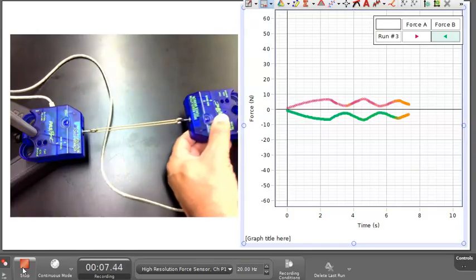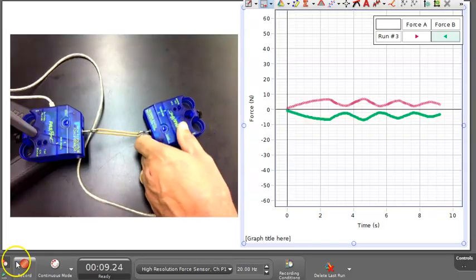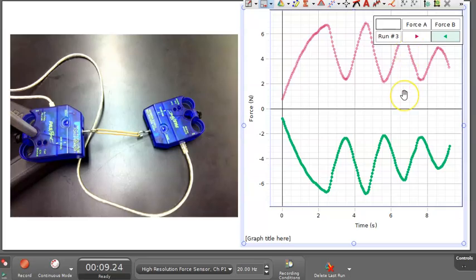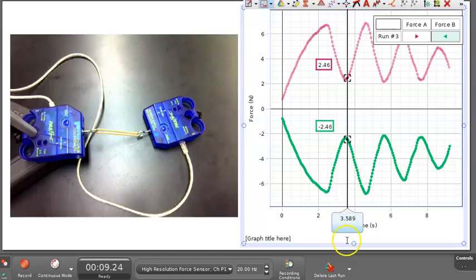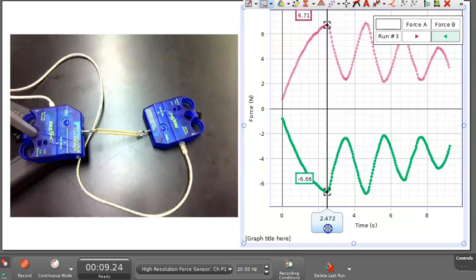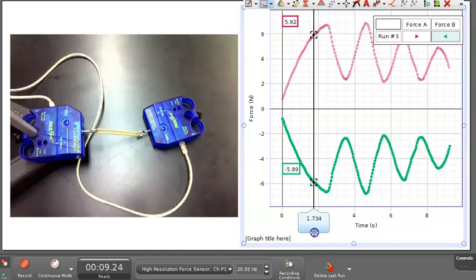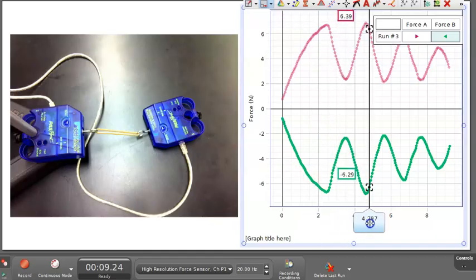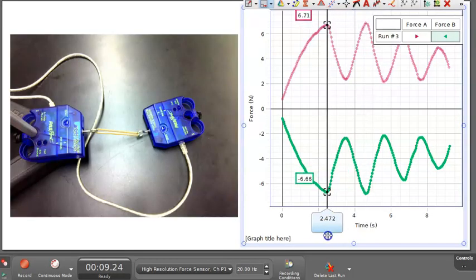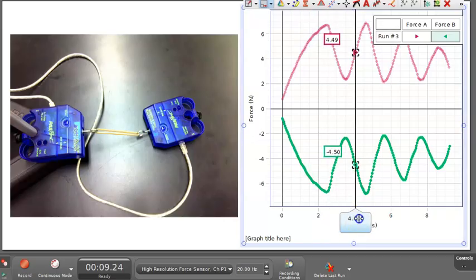Okay. Now I'll go ahead and stop it. And it looks like, when I rescale it, they're mirror imaged, aren't they? If I use my coordinate tool, you'll be able to see that at every point, the force of A is equal and opposite to the force of B within a range of measurement uncertainty. But you can see the peak 0.87 on one side, 0.82 on the other side, and so on down the line. Why are they different? Because they're off on their sampling times. That's all. But they're mirror imaged, aren't they?